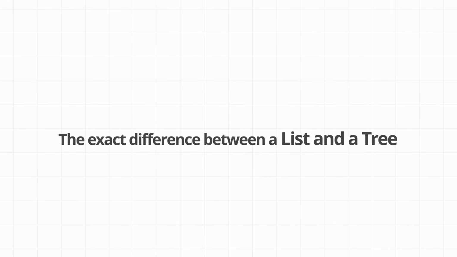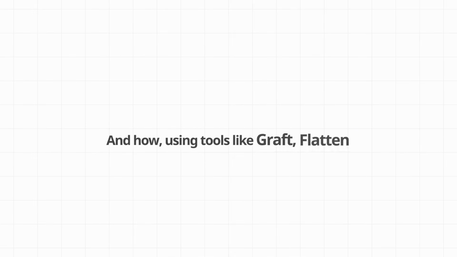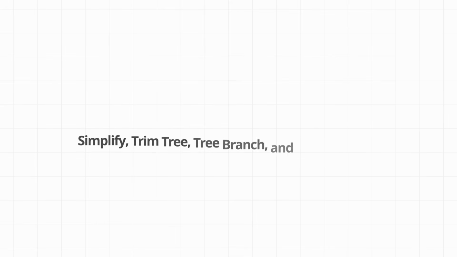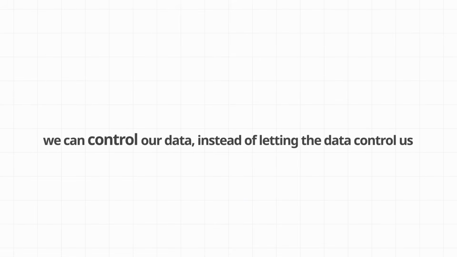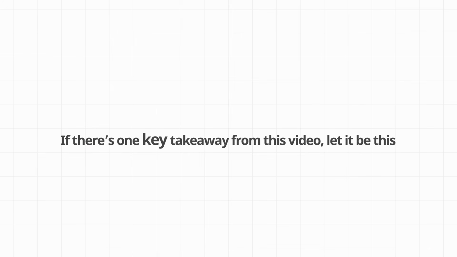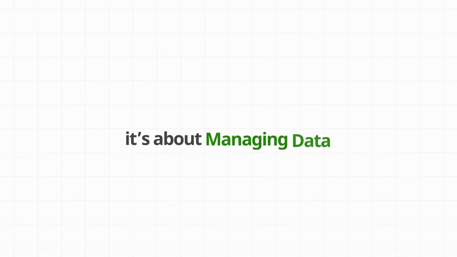All right, in this video, we explored one of the most important concepts in Grasshopper: data trees. We saw the exact difference between a list and a tree, how branches and paths define the structure of your data, and how using tools like Graft, Flatten, Simplify, Trim Tree, Tree Branch, and Tree Statistics, we can control our data instead of letting the data control us. If there's one key takeaway from this video, let it be this: Grasshopper isn't just about designing forms, it's about managing data. The better you understand data trees, the more precise, clean, and professional your outputs will be.